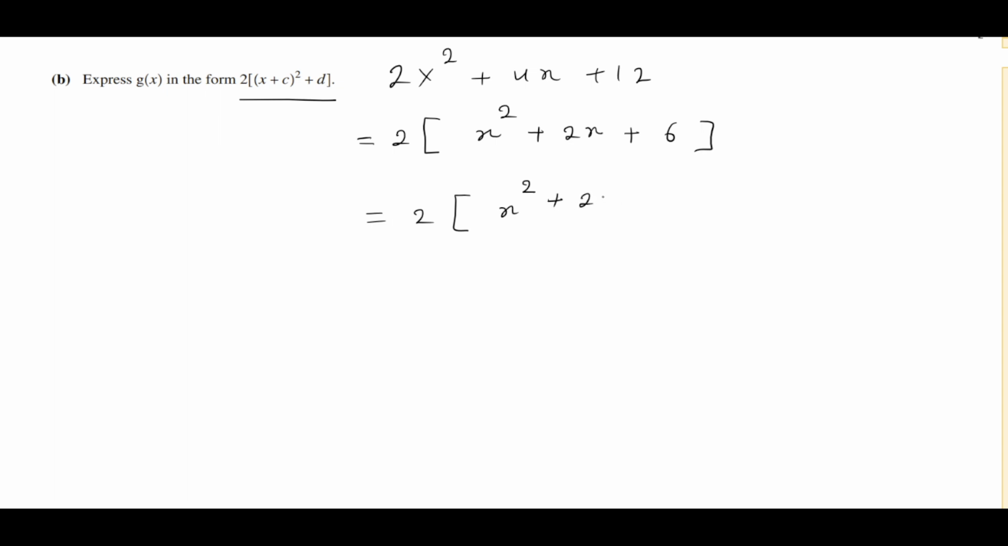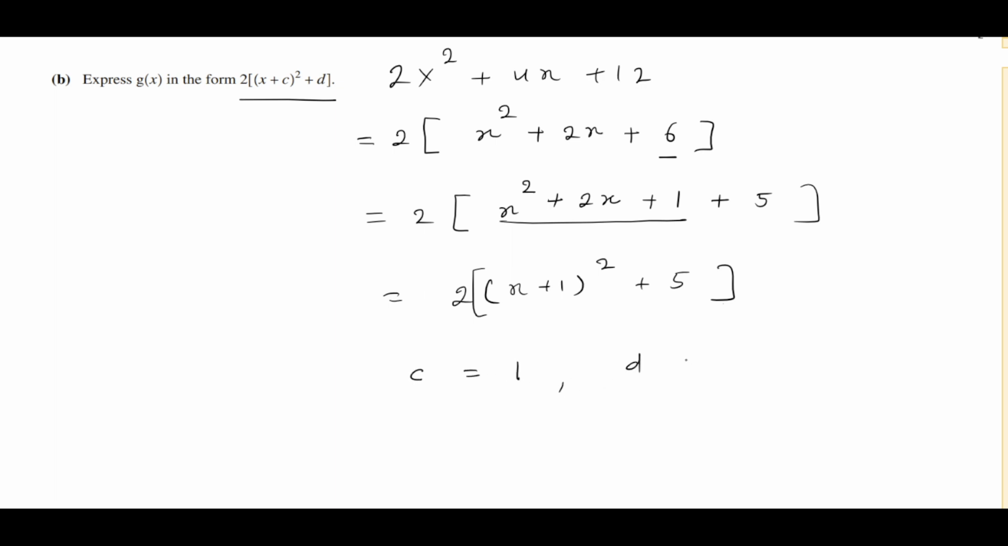Just 1. So x squared plus 2x plus 1. And I can say that this 6 is 1 plus 5. Now these three terms make (x plus 1) the whole squared, then plus 5. So if I compare, I will get the value of c as 1 and the value of d as 5. So c is 1 and d is 5.